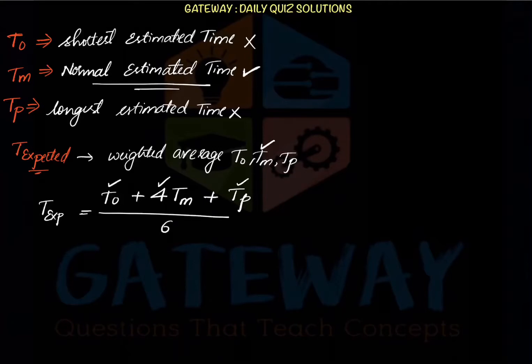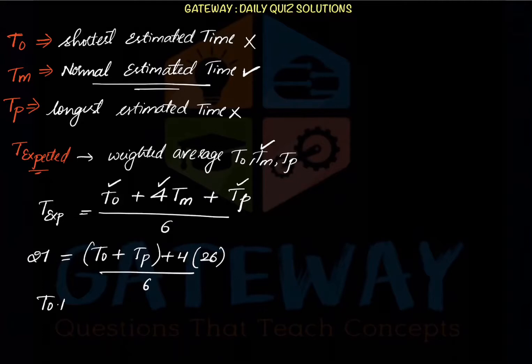Okay, and in our question, this expected time was given as 27 days, and the most likely time was given. So T0 plus Tp, I am keeping it aside, plus 4 into the most likely time, in the question given as 26, upon 6. From this we calculate T0 plus Tp, optimistic plus pessimistic. That comes out to be 58. Let this be equation number 1.